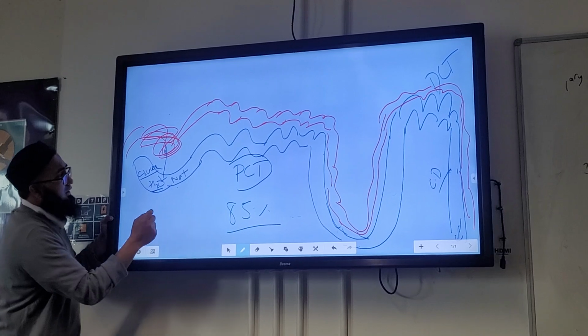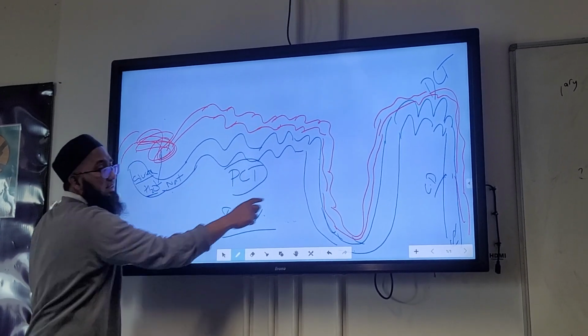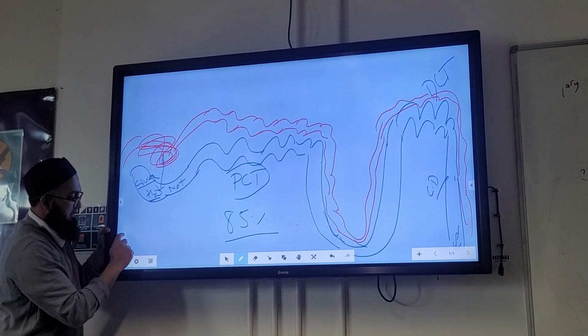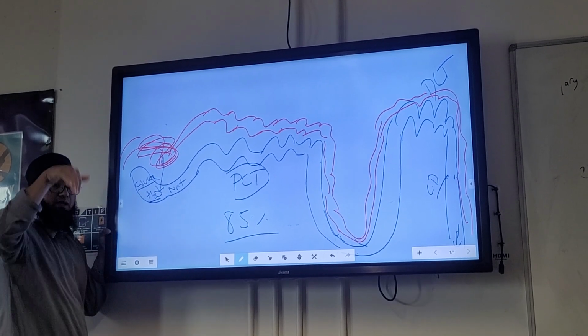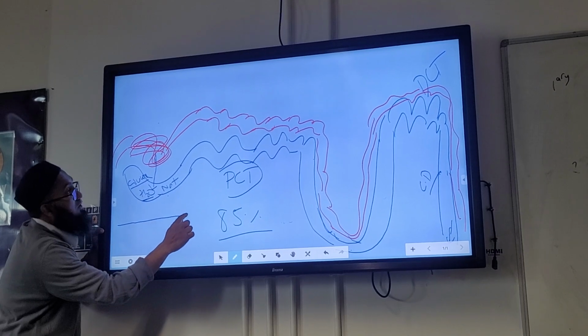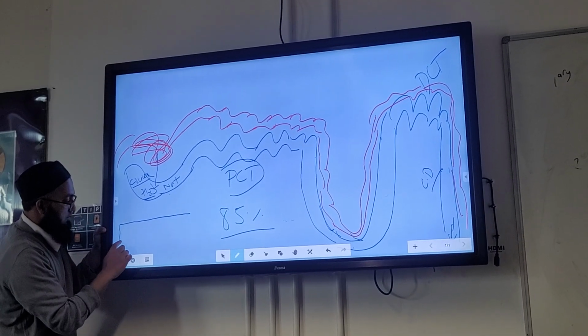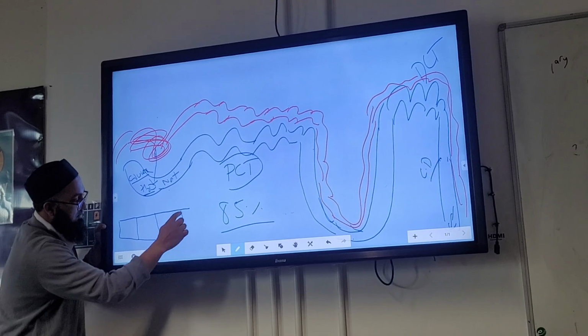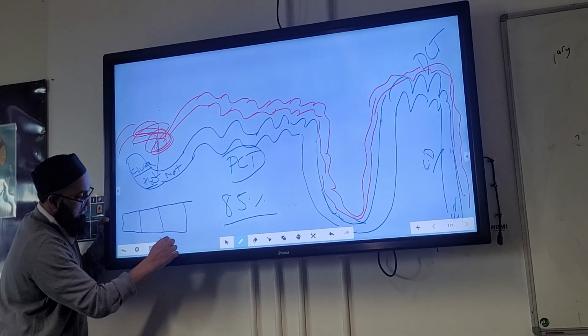So I want to draw the PCT in here with the blood vessel. So what we have is my PCT. Obviously it's convoluted, but I'm going to do it in a way it's not, so you can understand. This is my convoluted tubule, and this is the lumen of the tubule. This is the lumen.